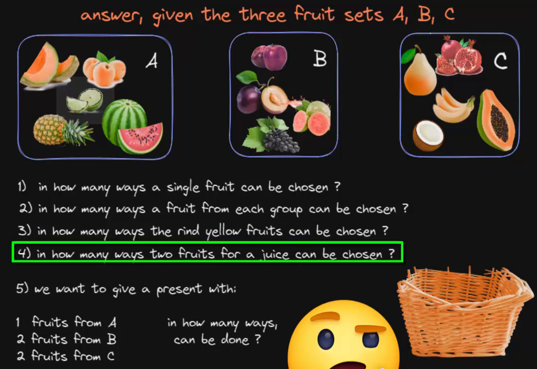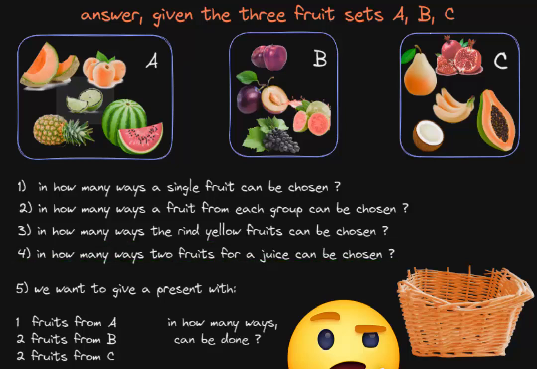Question 4. Choose 2 different fruits for a juice. How many options do you have? Question 5. We want to give a collection with unique fruits to someone, with 1 fruit from A, 2 fruits from B, and 2 fruits from C. How many options do you have?